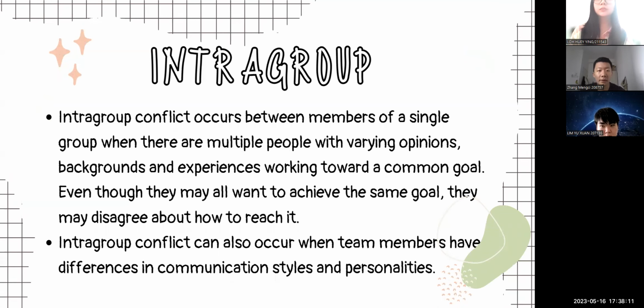Okay, next I will introduce the intragroup. Intragroup conflict occurs between members of a single group, where there are multiple people with varying opinions, backgrounds, and experiences working towards a common goal. Even though they may all want to achieve the same goal, they may disagree about how to reach it. Intragroup conflicts can also occur when team members have differences in communication styles and personalities.